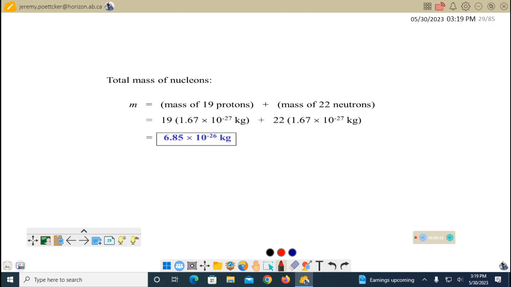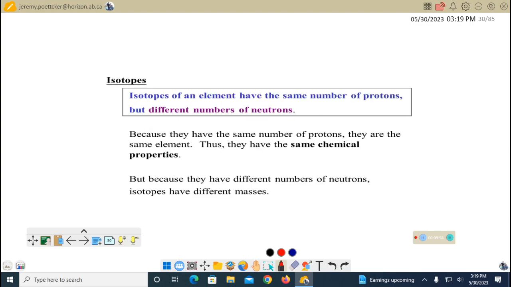And then the mass of the nucleons. We can look at this in a couple different ways, but if we want to say, okay, there's 19 protons, 19 times the mass of a proton, which is on your data sheet, plus 22 times the mass of a neutron, also on your data sheet, and there it is.